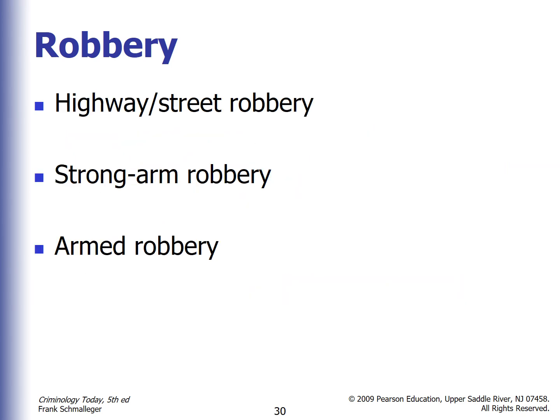All right. Some different categories that people use: highway or street robbery, so something that happens outside, on the road somewhere. Strong arm robbery. Strong arm robbery is a confusing term for some people because they don't know what it means. It just means that I didn't use a gun or a knife. I didn't use a weapon. I used my hands, fists, and feet. Armed robbery is when I use some type of weapon. Now keep in mind, a weapon could be anything. A weapon could be a baseball bat. It doesn't have to be a gun.